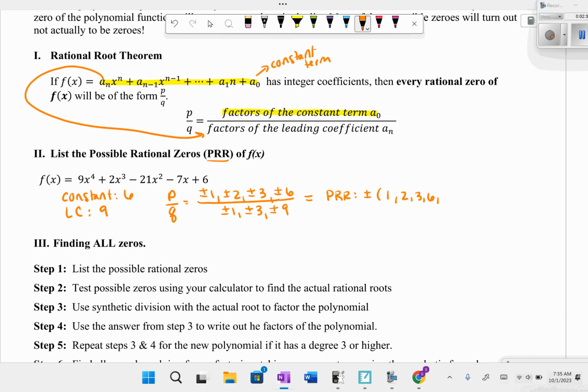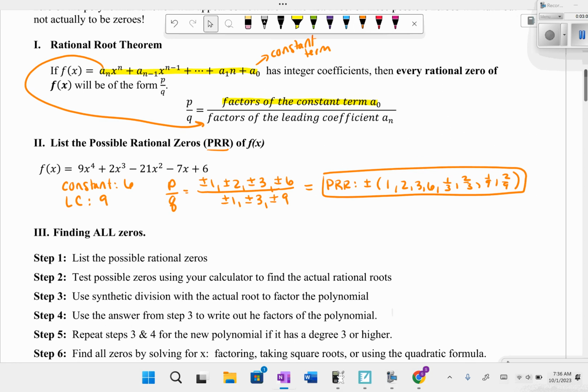So you would have 1/3, 2/3, 3/3 is just 1, and 6/3 is 2. So we don't need to write those because we already have 1 and 2. And then we're going to divide all these numbers by 9. So the next one would be 1/9, and then 2/9, and then 3/9 is 1/3, and 6/9 is 2/3. So we don't need to repeat those because we already have them. So this is the list of the possible rational roots.